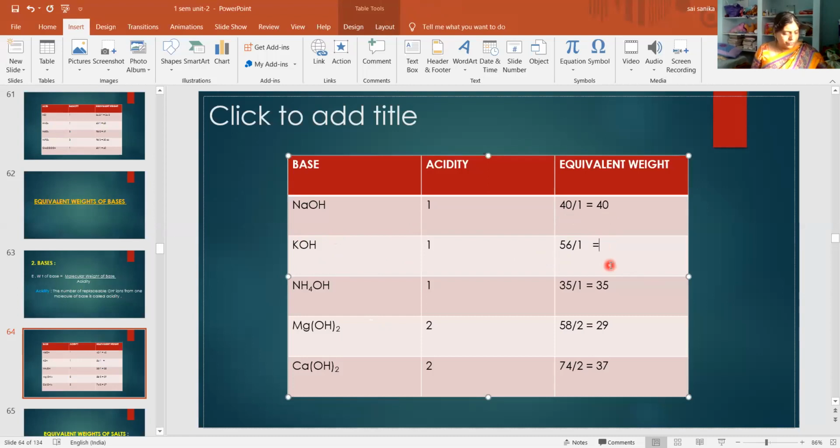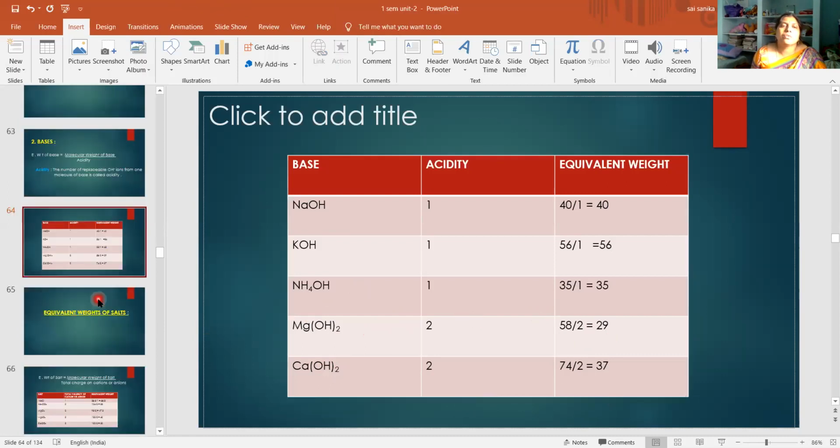Equal to 56. Okay. Then NH4OH, 35 by 1, 35. Calcium hydroxide, its acidity is 2, so 58 by 2, 29. Calcium hydroxide acidity 2, 74 by 2, it is 37. Like this, we will calculate the equivalent weights of bases.